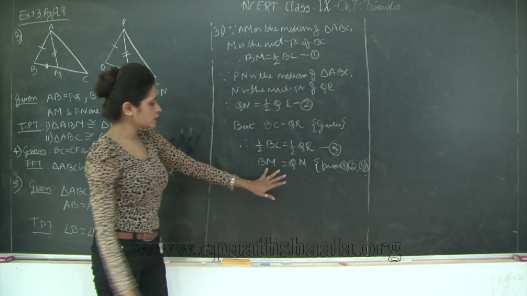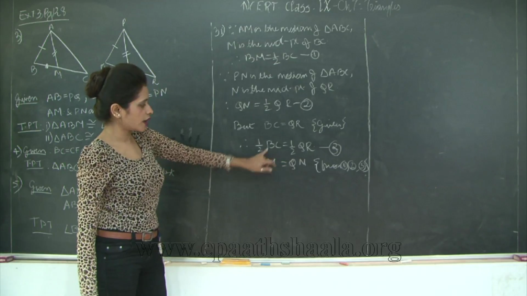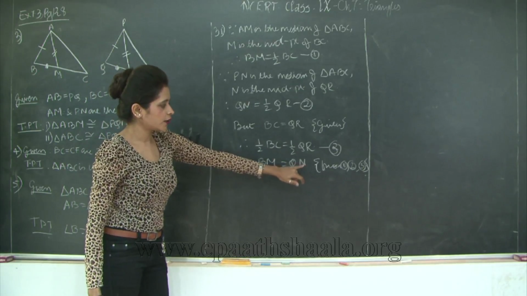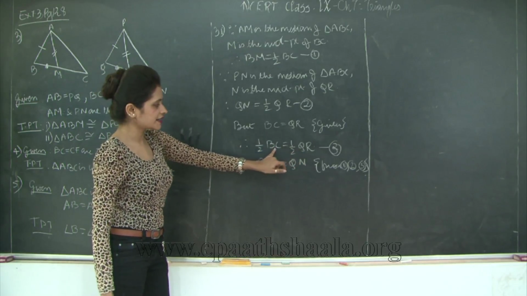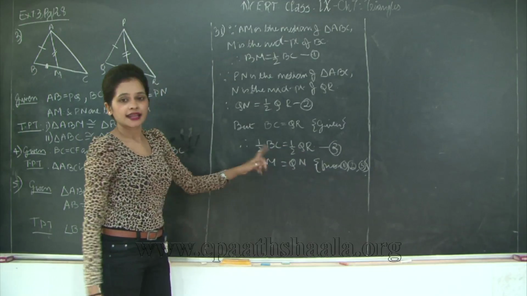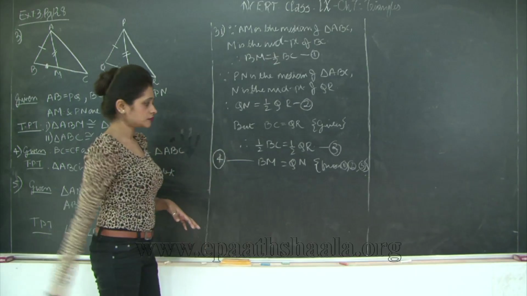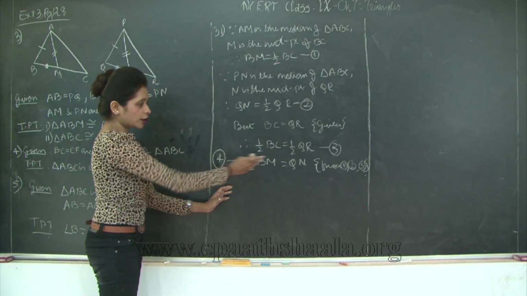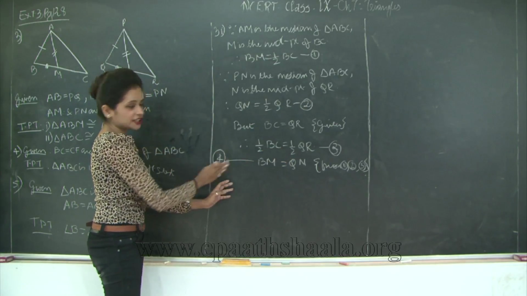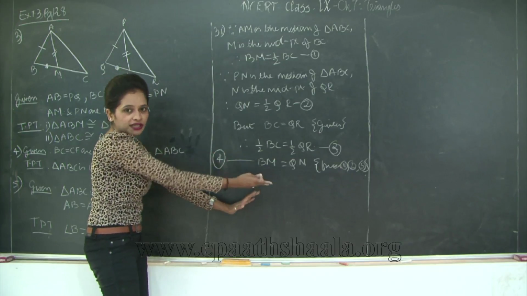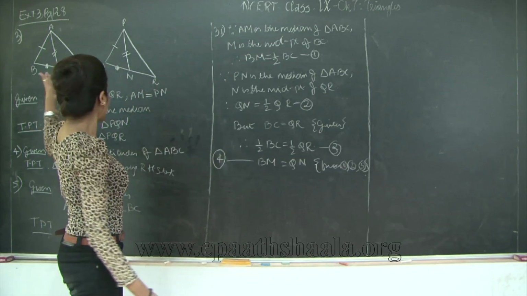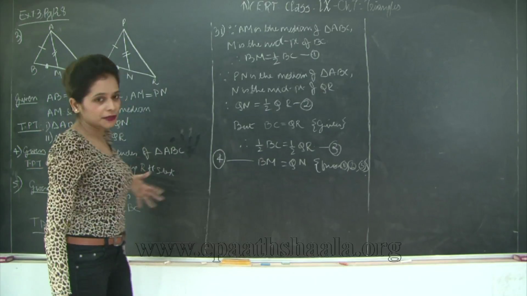What do we have from 1 and 2? BM is equal to half of BC and QN is half of QR, and the third point is half of BC is equal to half of QR. This statement, I will mark as 4. I have marked this 4 not because I have less space here, but just to clarify that we will be using this while proving the two triangles congruent, that is ABM and PQN.